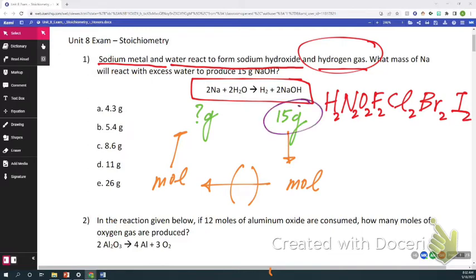So 15 grams, you have to divide it by the molar mass of NaOH. Na, I'll just do it here, is 23 plus 16 plus 1. So we're looking at, what is that, 40? And again, if my molar mass is wrong, please let me know. So 15 divided by 40, and I'm getting something like 0.375 moles.